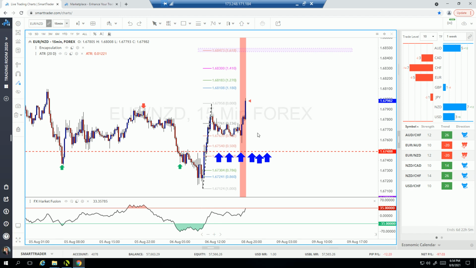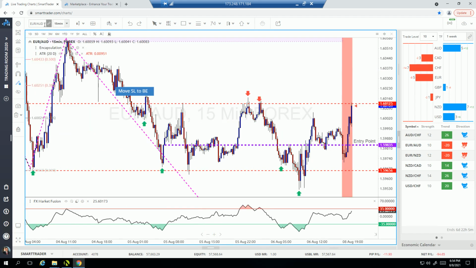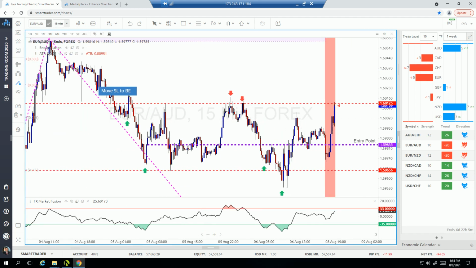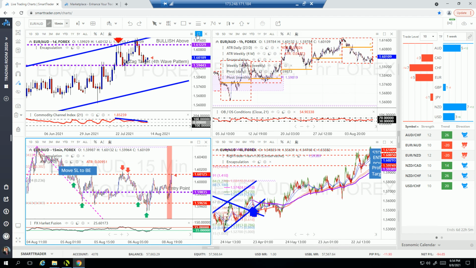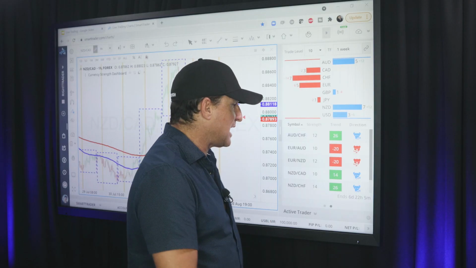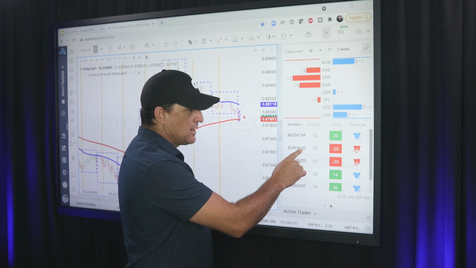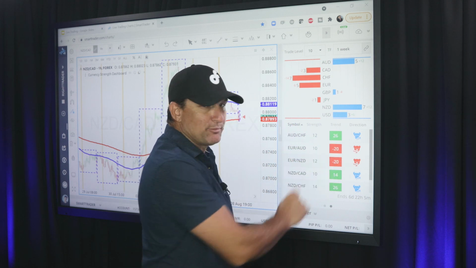Now, let's go to the Euro Aussie dollar right here, because it's the same thing. Now, Euro Aussie dollar. What did we say we want to do on Euro Aussie dollar? Well, the first thing, without even looking at the chart, just take a look at the dashboard on the right hand side here. The dashboard says that Euro Aussie is a sell opportunity.